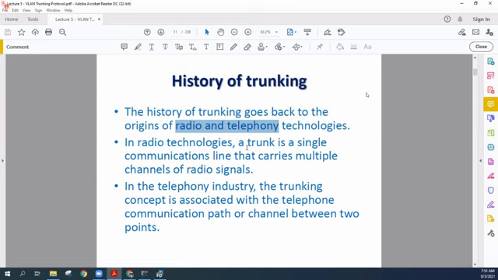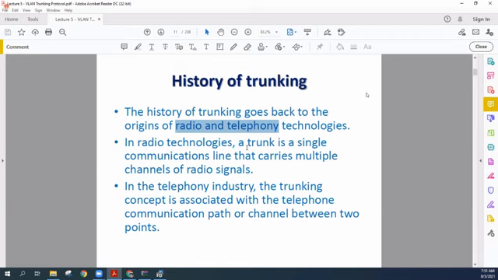So that is also trunking, because at one time the same communication channel is shared by many, which is the purpose of the trunk. In the telephone industry, the trunking concept is associated with the telephone communication path or channel between 2 points. That means we had the public switched telephone network, which is based on multiplexing.